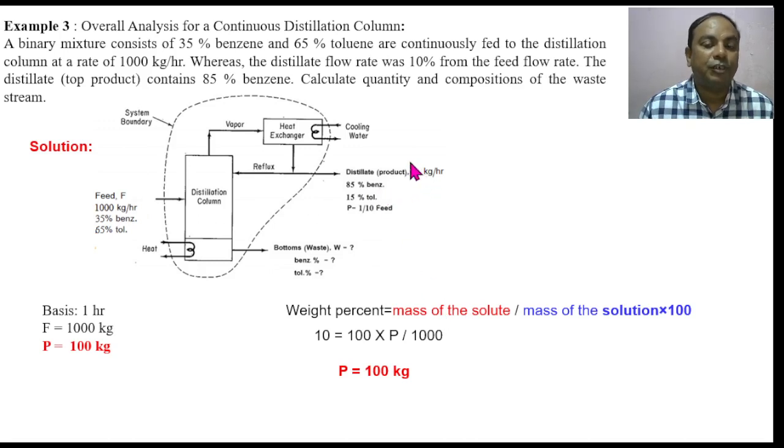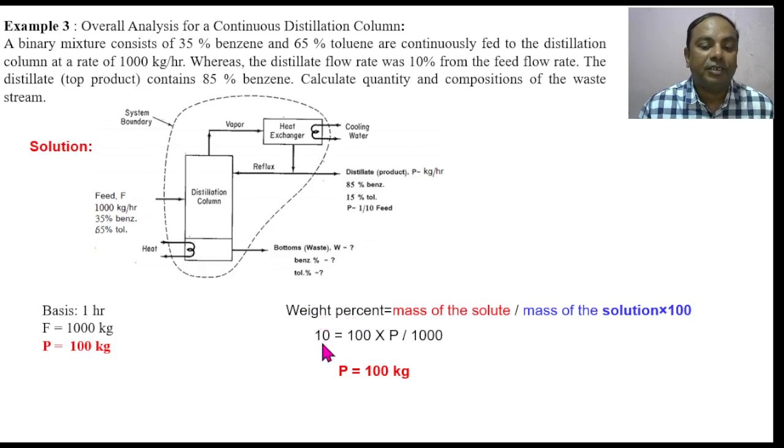The mass of the solute, that is P, needs to be identified, how much the actual amount of P is. And the mass of the solution is this much feed material that enters the distillation column, out of which 10% vapors go upstream in the form of saturated vapors. So the mass of the solution is 1000 kg, and because this is a weight percent calculation, it needs to be multiplied by 100.